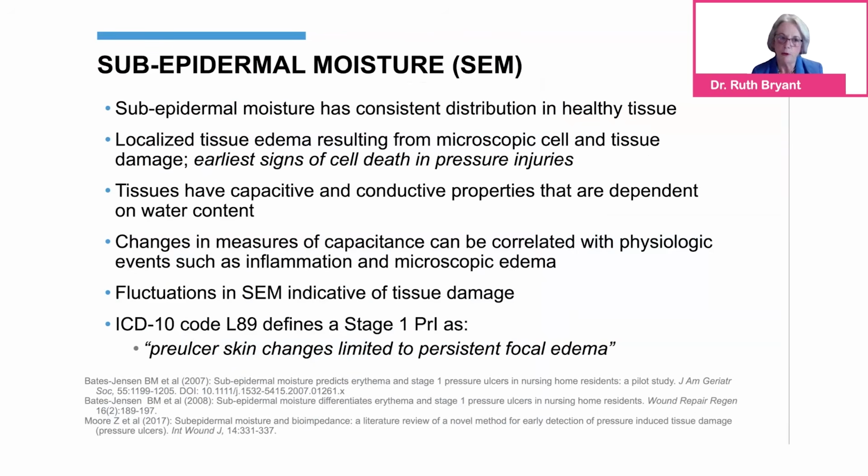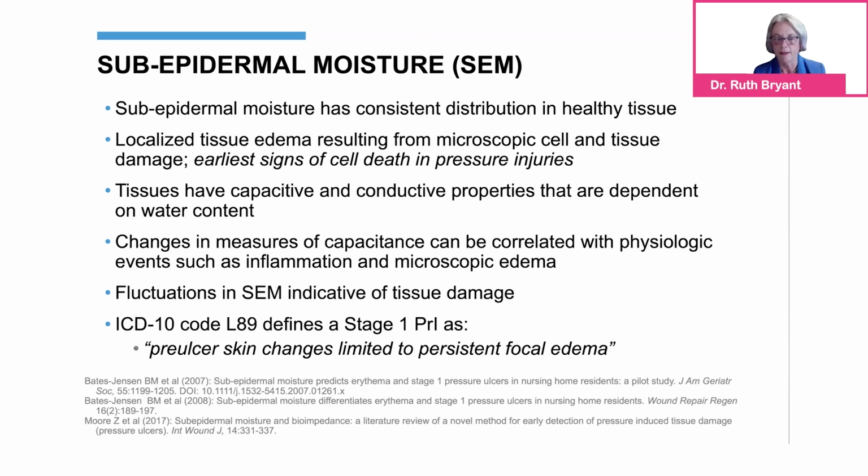So basically, when we're looking at subepidermal moisture, the concepts are that subepidermal moisture has a consistent distribution in healthy tissue. And we already know this because with wound healing, all the tissues are bathed in moisture, where our goal is to provide a moist wound environment. So we know that there's a consistent distribution of moisture in healthy tissue. What we know also is that localized tissue edema, that microscopic edema, results from injury to the cell and tissue, and that this is the earliest sign of cell death in pressure injuries.